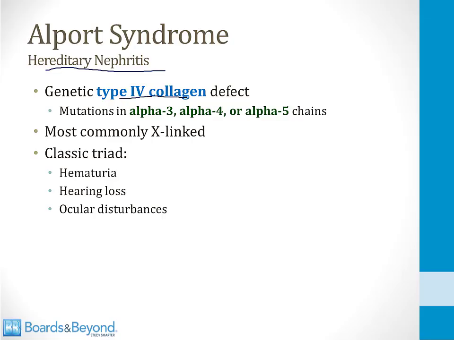It's caused by mutations in the genes that code for the alpha 3, alpha 4, or alpha 5 chains of type 4 collagen. It's most commonly X-linked, so in a board question, it's likely to be a boy child, and the classic triad is hematuria from loss of the basement membranes in the glomeruli, hearing loss from loss of type 4 collagen in the cochlea, and ocular disturbances from loss of type 4 collagen in the eye.